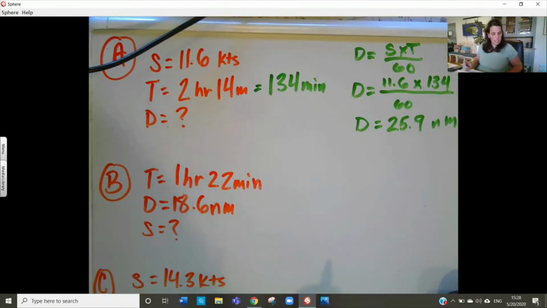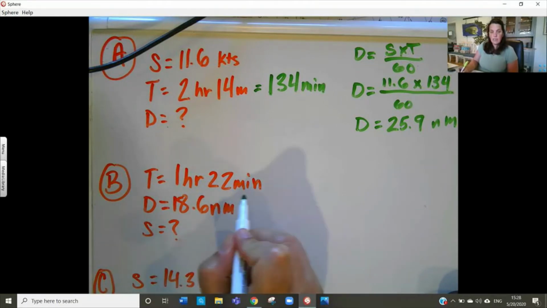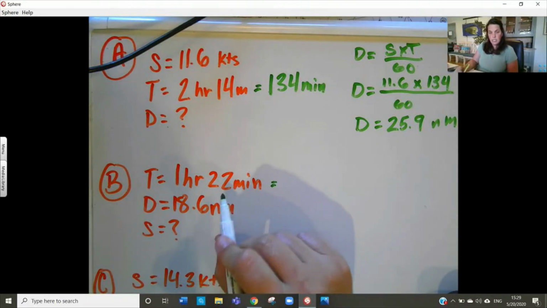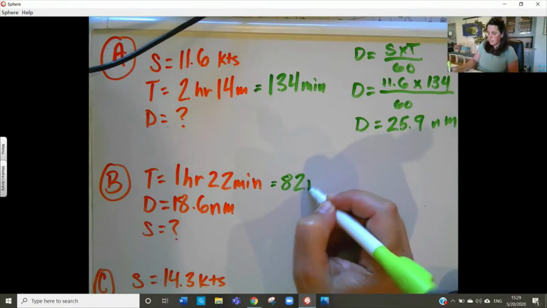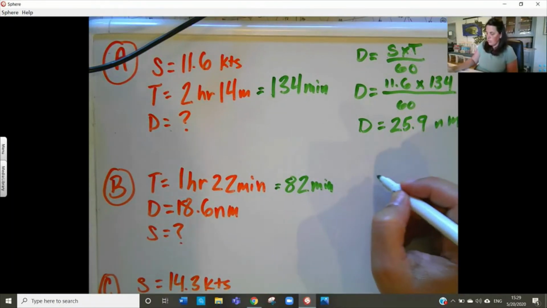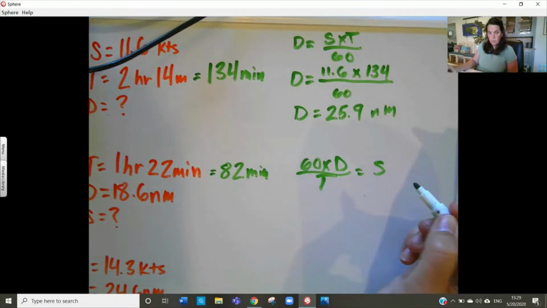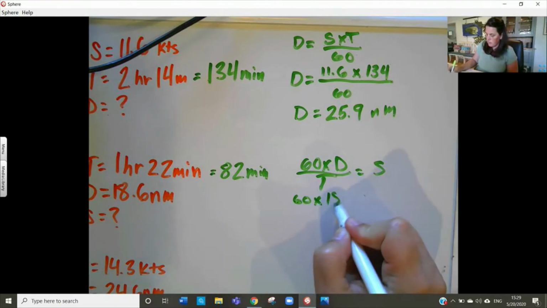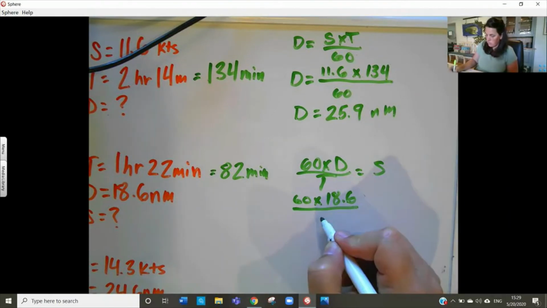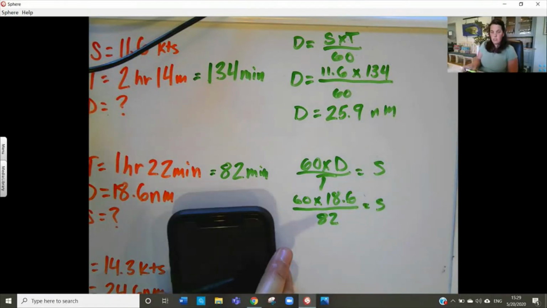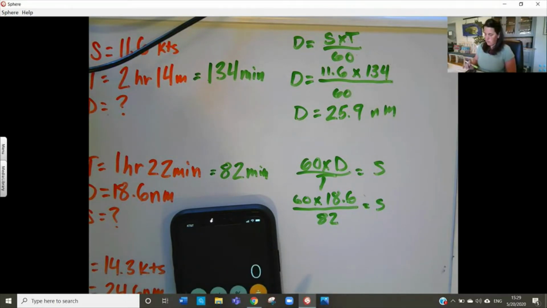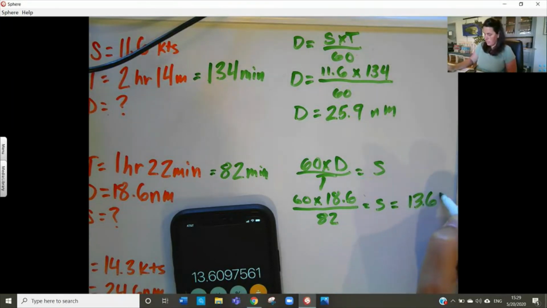For B, they told us it took us 1 hour and 22 minutes to cruise a distance of 18.6 nautical miles. What was our speed? So again, we need to convert this time into minutes. So we have 60 plus our 22 gives us 82 minutes. When we plug that in, we get 60 times D divided by T gives us speed. So we'll put in our numbers. We have a speed of 13.6 knots.